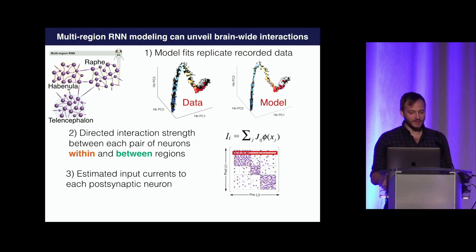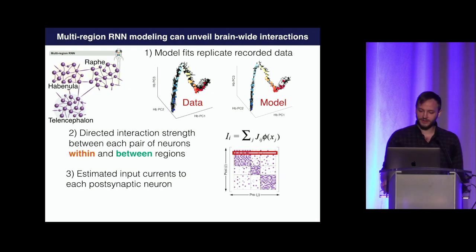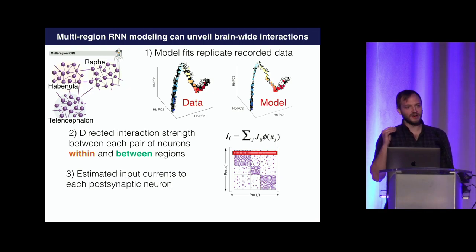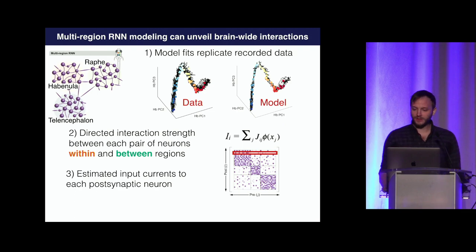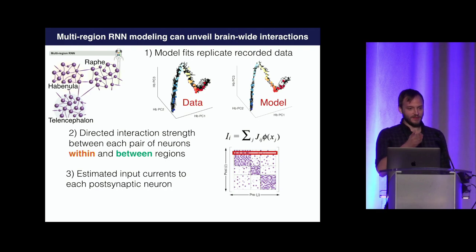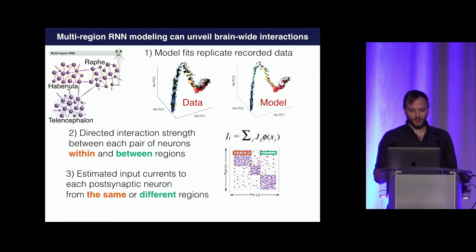And for the sake of time today, I'm just going to focus on this other thing we can get from these RNN models, which is an estimate of the currents driving each postsynaptic cell. If you imagine taking one of these rows, you can basically reconstruct the activity of that postsynaptic cell as a weighted sum of the activity of the presynaptic cells. And of course, that's how we get the model up in the top right that reproduces the original data. But we can also pull this out into the submatrices. So if you want to know the currents driving a habenula cell from habenula, you can just take the upper left submatrix there and sum across only those indices. And again, for the between region as well.